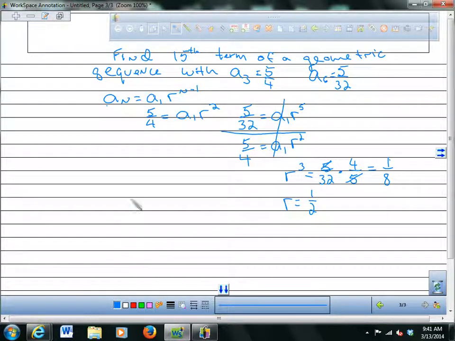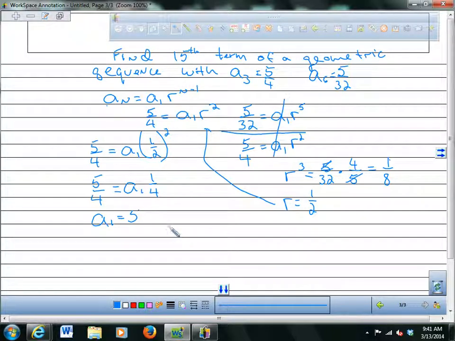And then I have to go and find a. Well, I could plug into either of my two equations. This would probably be the easier one to plug that into. So I get 5/4 equals a sub 1 times 1/2 squared, right? So I get 5/4 equals a sub 1 times 1/4. So what's a got to be? A sub 1 equals 5, right? Because 5 times 1/4, just do the math, right? Cross multiply and get a sub 1.